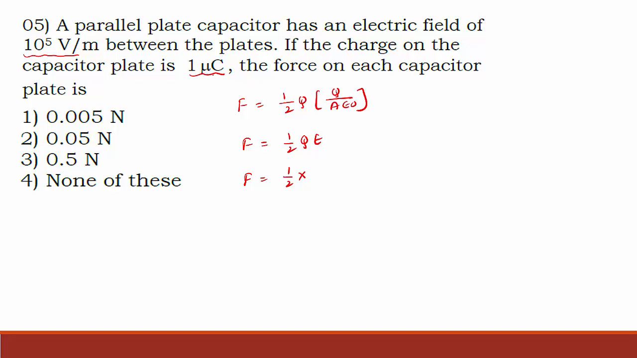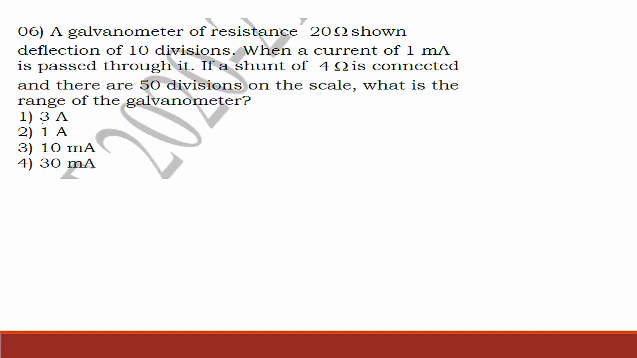The charge on the capacitor is 1 microcoulomb, which is equal to 1 into 10 raised to minus 6 into electric field is given 10 raised to 5 volt per meter. So easily we can get the force on each capacitor F equal to, after calculating all these values, we can write 0.05 Newton. That indicates option 2 is right.